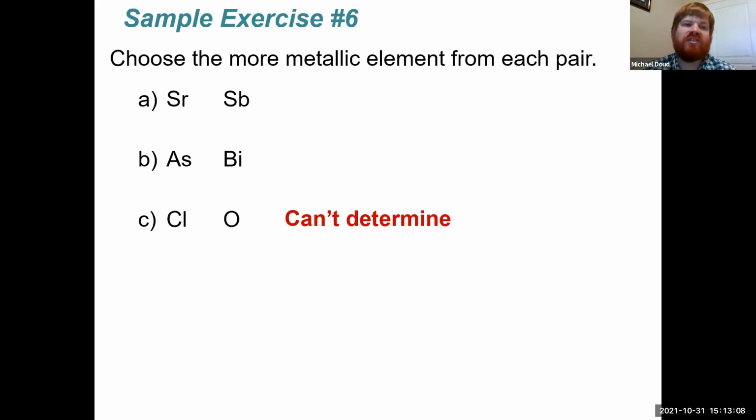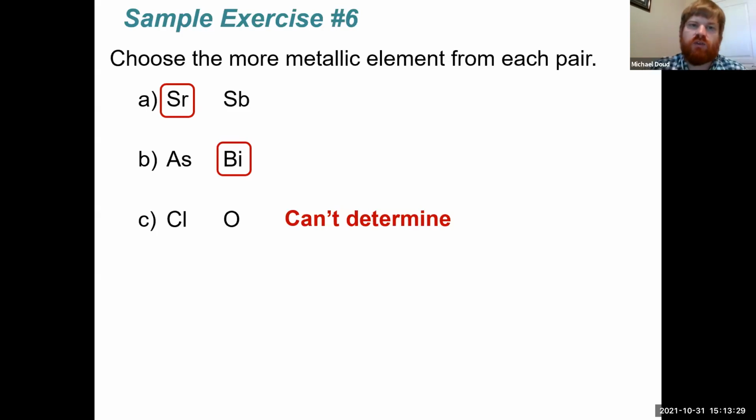Okay, so we've got strontium and antimony. Well, strontium is a metal, and antimony is a metalloid, so strontium is definitely more metal in character. And then finally, we have arsenic versus bismuth. Bismuth is a metal and arsenic is a metalloid. So again, bismuth you would expect to be more metallic in character, and that fits our trends.